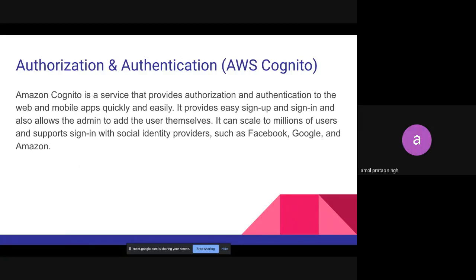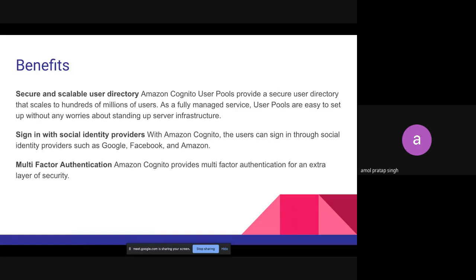Hello, sir. So I will be discussing authorization and authentication, and we have used the AWS Cognito service to provide the authorization and authentication mechanism to our web application. It provides easy sign up and sign in, and also allows the admin to add users themselves. It can scale to millions of users and supports sign in with social identity providers such as Facebook, Google, and Amazon. So, moving on to the benefits of using AWS Cognito.